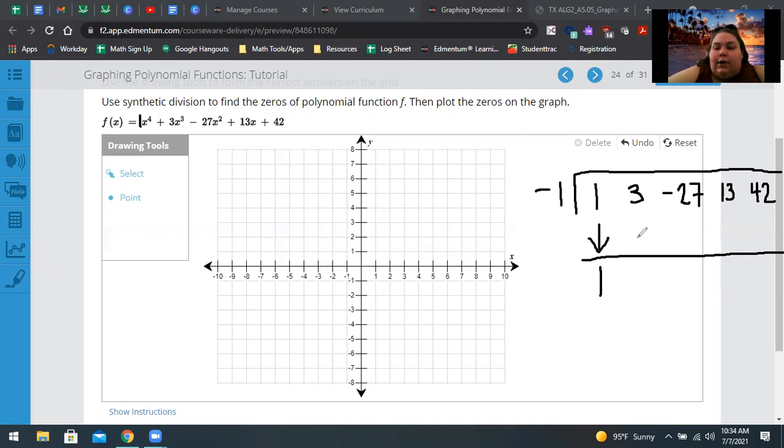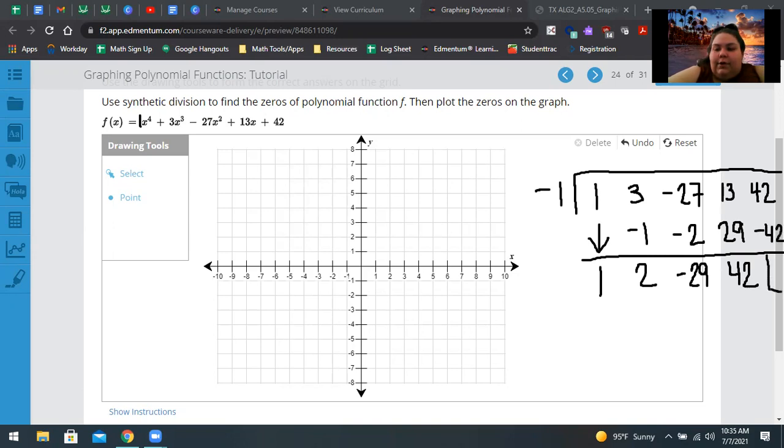1 times negative 1 is negative 1. 3 minus 1 is positive 2. 2 times negative 1 is negative 2. Negative 27 plus negative 2 is negative 29. Negative 29 times negative 1 is positive 29. 13 plus 29, that is 42. 42 times negative 1 is negative 42.